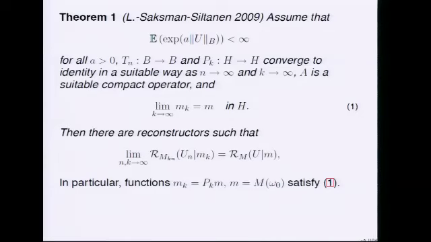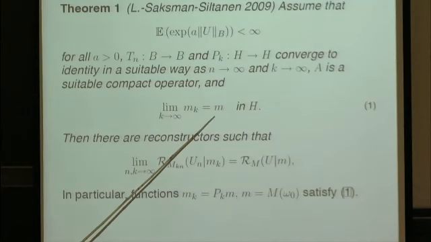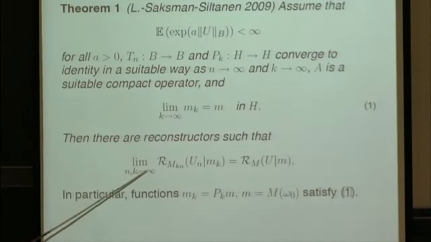And here is the result that we proved with Saxman and Siltanen: if the exponential moments of the a priori density are finite, and if the discretization operators, these projectors Tn and Bn, converge in a suitable way to identity operators, and if the discrete measurements converge to continuous measurements, then the reconstructors converge. So this basically means that the solutions obtained by the computational models converge to the solution related to the continuum model.